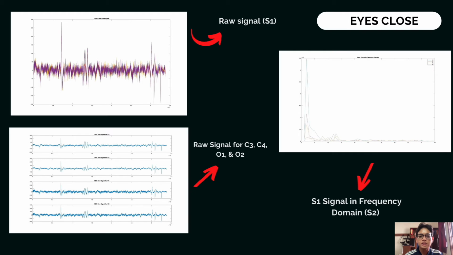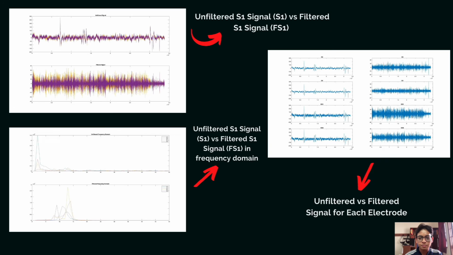Next, moving on to the results obtained from interpreting the data using the MATLAB algorithm mentioned previously. For eyes closed, this is shown for the raw signal S1, and below is the graph for the raw signal of the electrodes. The graph on the right side shows S1 in the frequency domain, which we name S2. From the plotted graph S2, we can see that electrode C3 shows the highest peak amplitude.